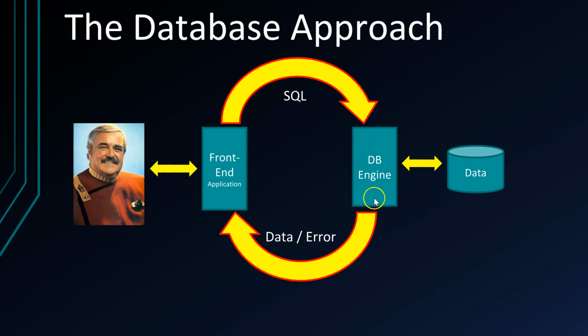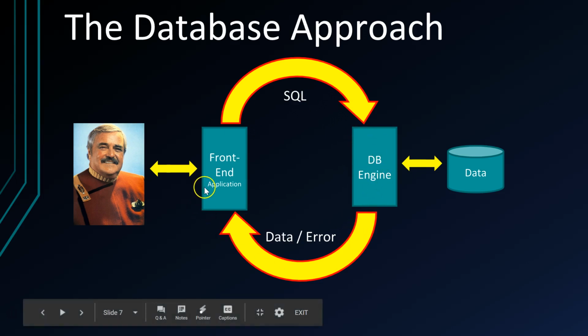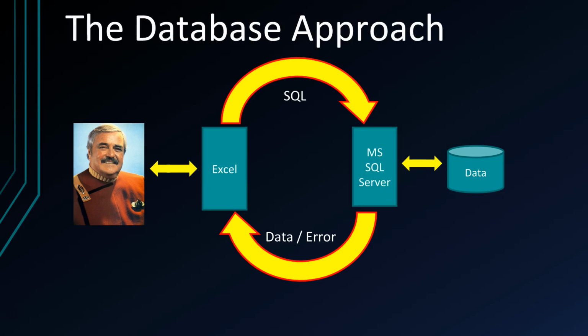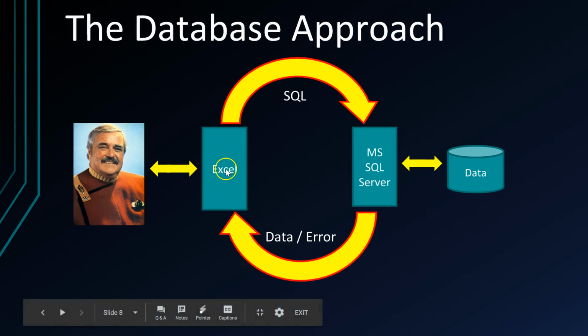The engine then processes it and sends back the data the user's after, or sends back an error and says, "Sorry, what you asked I couldn't do for whatever reason." Or if they're asking it to put data in instead of retrieving data, it might just send a message back that says, "We're successful. You wanted me to record this information. Great, I've recorded it."